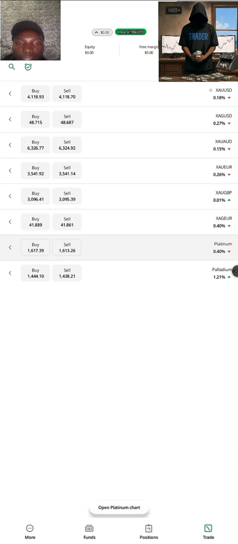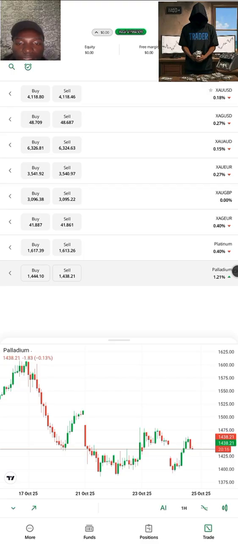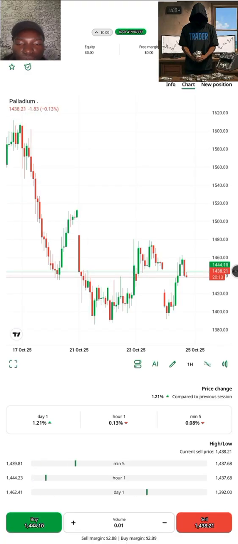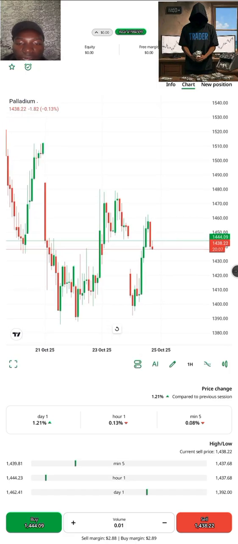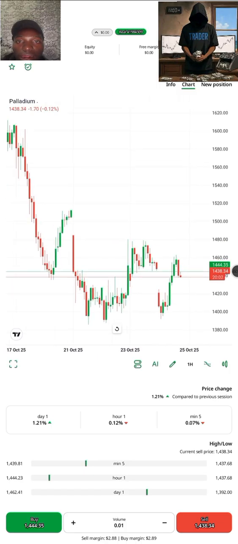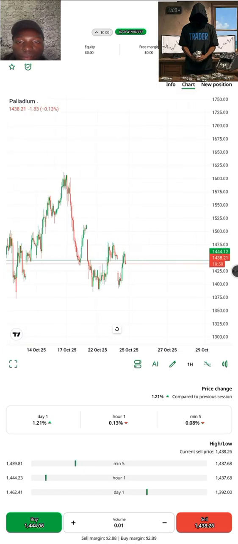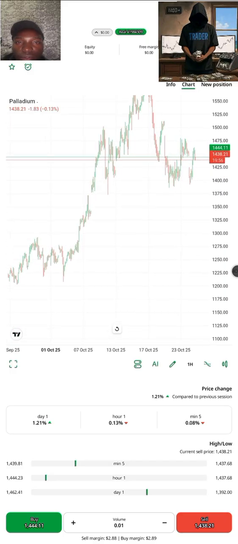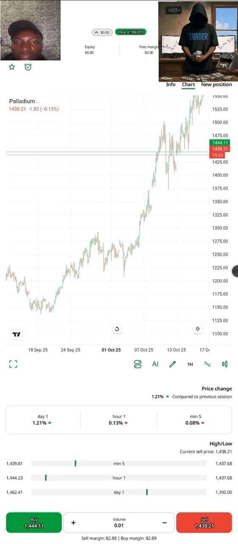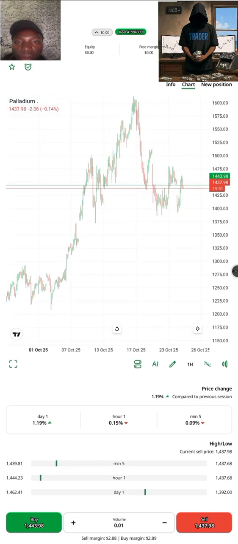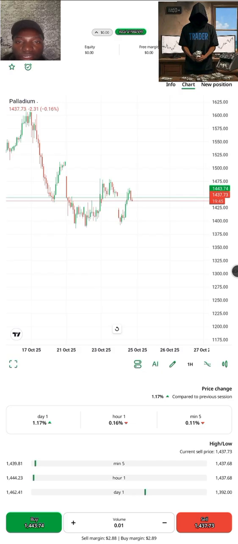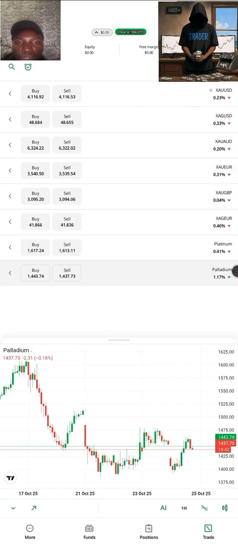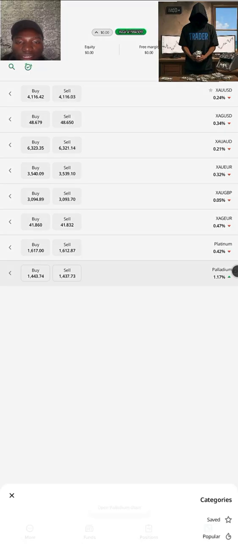And then palladium, how many dollars? Let's see, $2.88 for the sell and 2.89 for the buy. So therefore, it's a difference of 1 point. And if you can see, it was an uptrend, so therefore I believe the next move will be a downtrend, if I'm not wrong. If you look very well, it's going bearish, so therefore people, you can just go to the market now and sell.